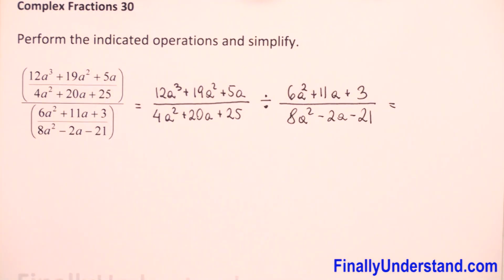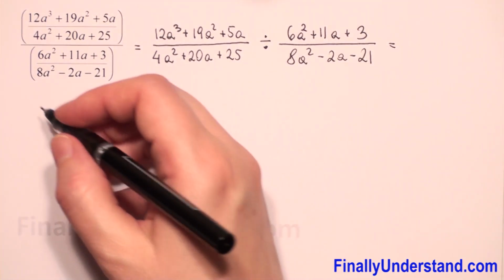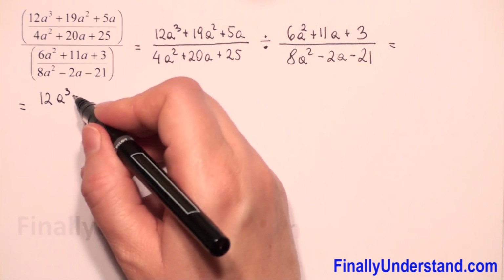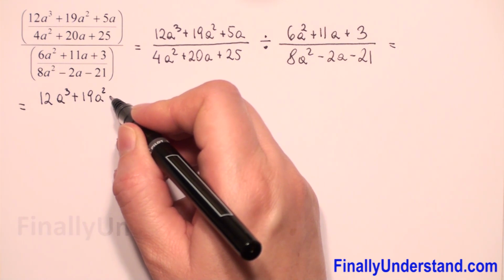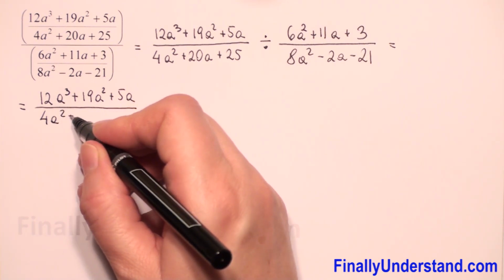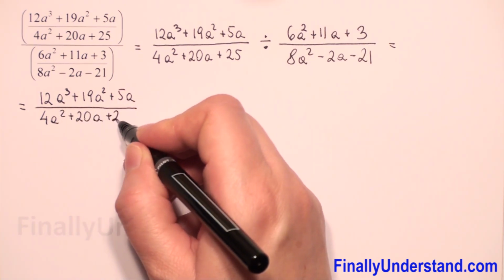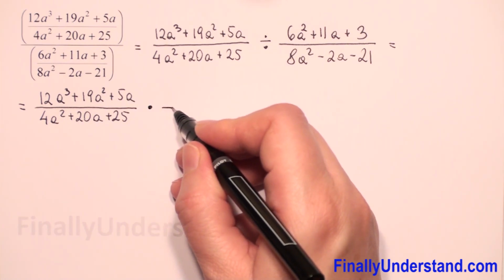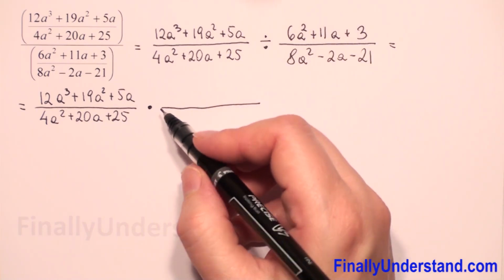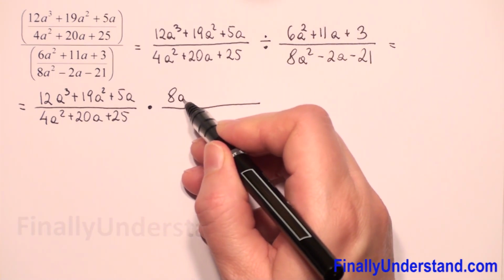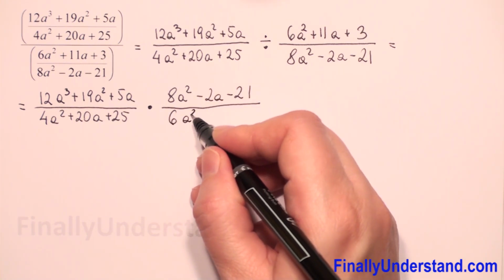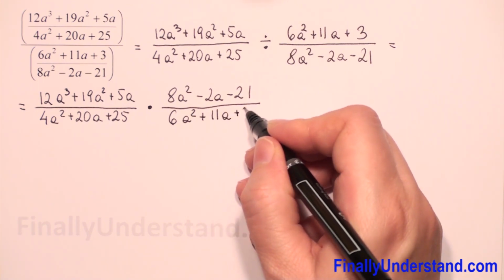Now we have a division of two algebraic fractions, so we have to copy the first fraction, 12a cubed plus 19a squared plus 5a over 4a squared plus 20a plus 25, and we have times. Now we change the division sign to times, and we have to flip the second fraction. So it will be 8a squared minus 2a minus 21 over 6a squared plus 11a plus 3.